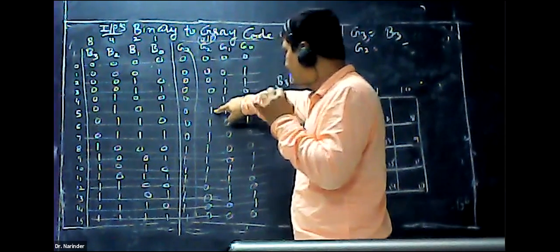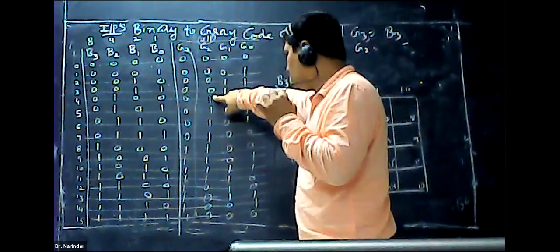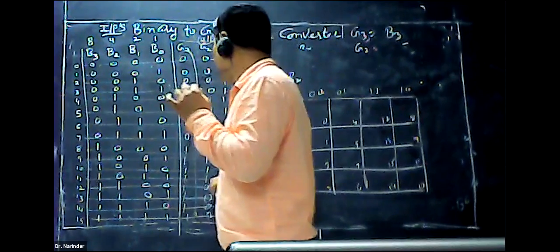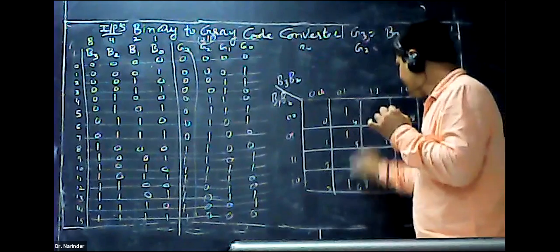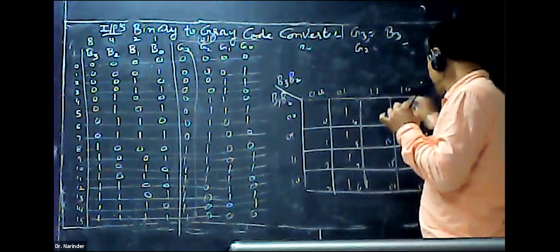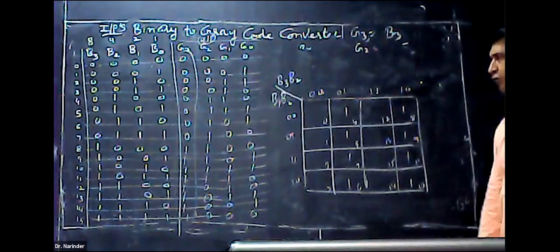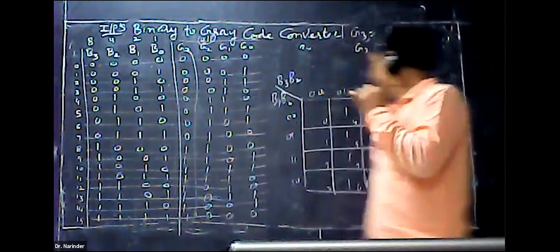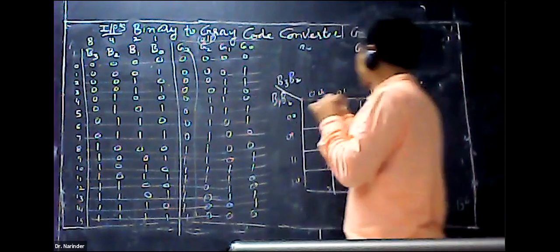4 to 11, it is written 1. 4, 5, 6, 7, 8, 9, 10, 11, it is written 1. The rest you have to insert zeros.